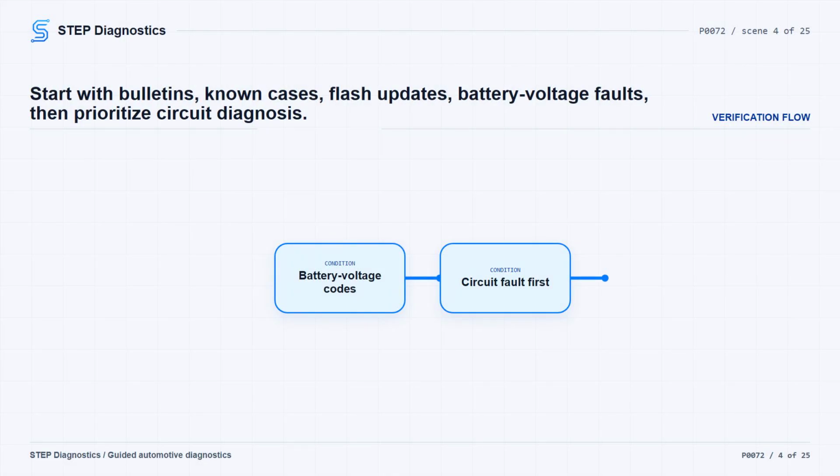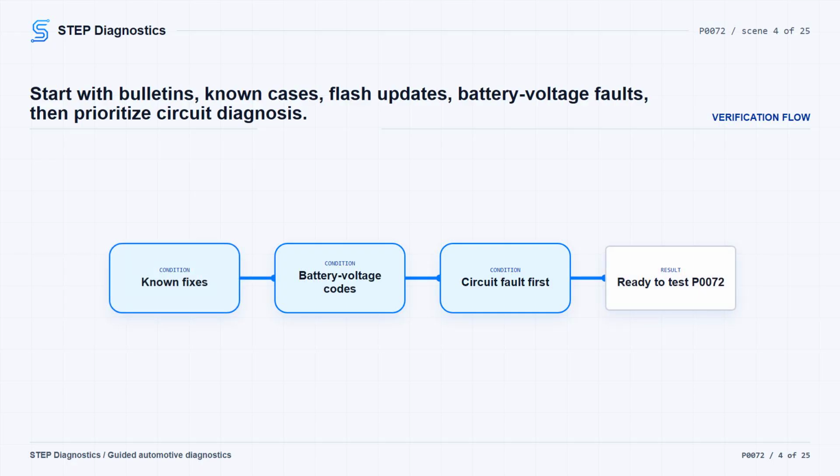Before getting into circuit testing, start with the basic system checks. Look for any applicable bulletins, known cases, or flash updates that match the DTC or the symptom. Then check the ECU for battery voltage faults, because low battery voltage can cause false or misleading DTCs. Since P0072 is a circuit fault, handle circuit faults before any rationality or performance-style diagnosis.